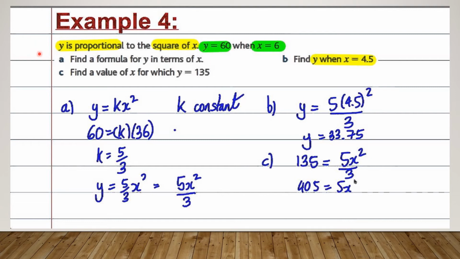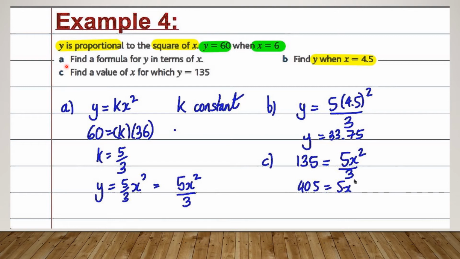For direct proportion questions, I'm going to give you a hint. When the values of x and y are given, what does it mean? It means that you are going to find the value of k first. After that, you are going to solve the parts. Now again, you can see in the solution that first you are going to write the formula, then insert or substitute the values of y and x in the formula. You will get the value of k.